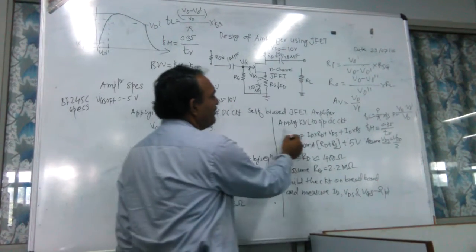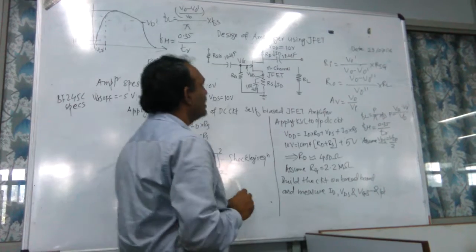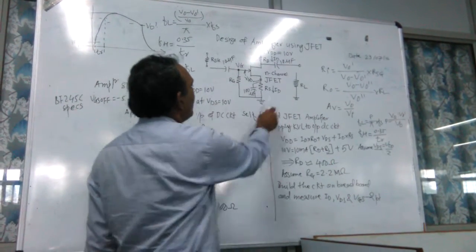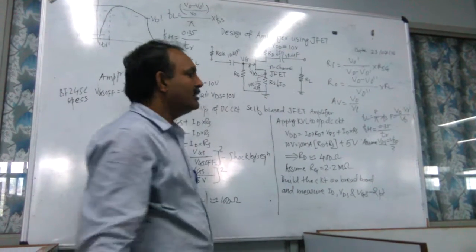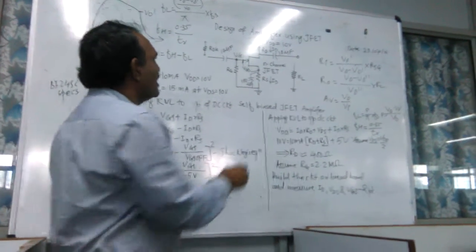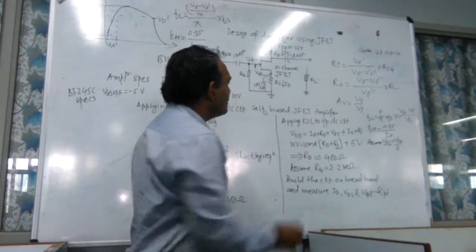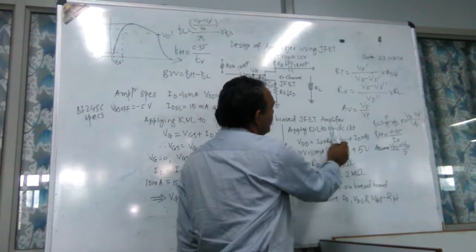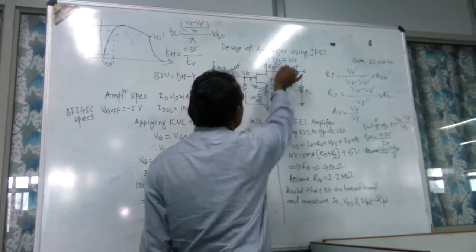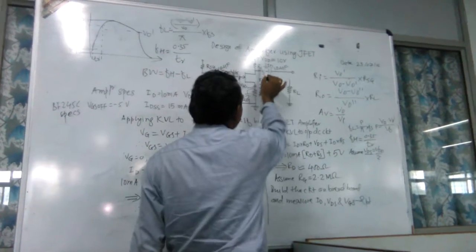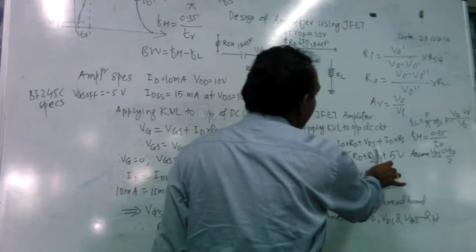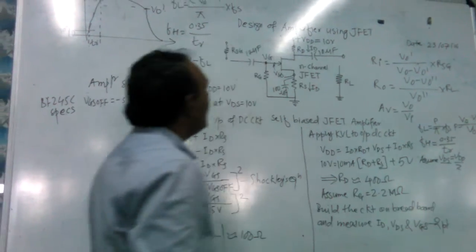Thereafter, you apply KVL to this output DC circuit. This is your output DC circuit. RD and RS are the components which are coming in the DC circuit. Thus, by applying KVL to the output DC circuit, you will get VDD, that is the source, equal to the drop across RD, that is ID into RD, plus VDS plus ID into RS.